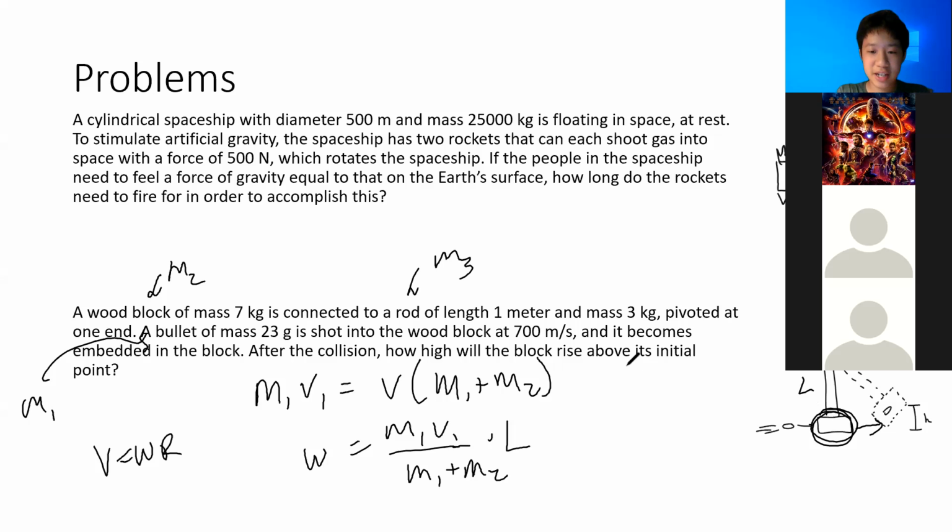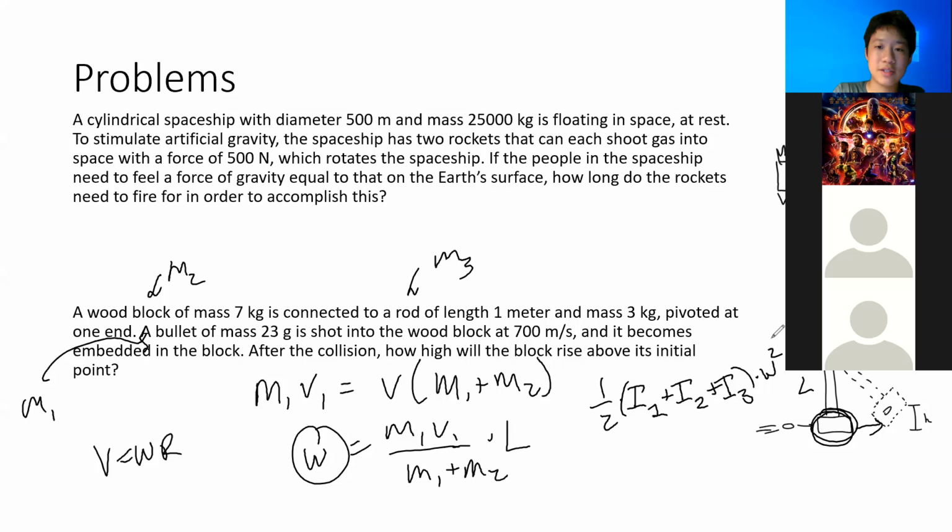Now, we calculate the amount of kinetic energy the system has right now. So what's the kinetic energy it has? Well, it's going to be 1/2 I ω squared, and this will equal the final gravitational potential energy the final state has. So the kinetic energy is 1/2 times the inertias of all of these objects. We need to calculate the inertia of the bullet, the inertia of the block, plus the inertia of the rod, times ω squared, which is right here. Okay, so this will be our kinetic energy right after the collision.